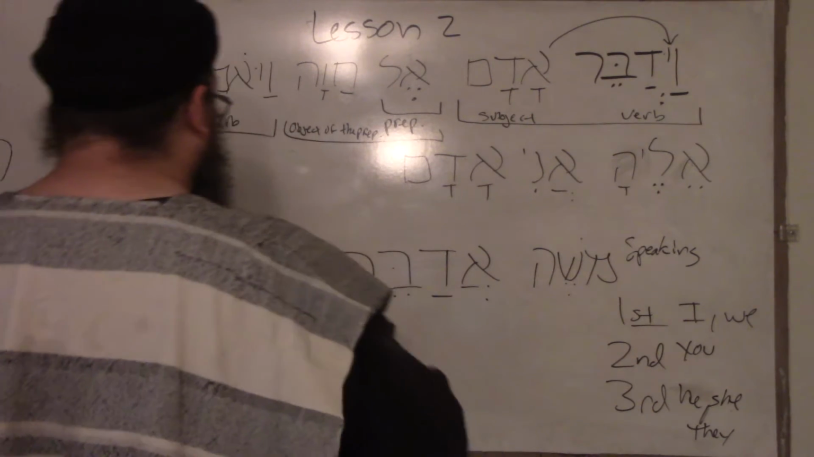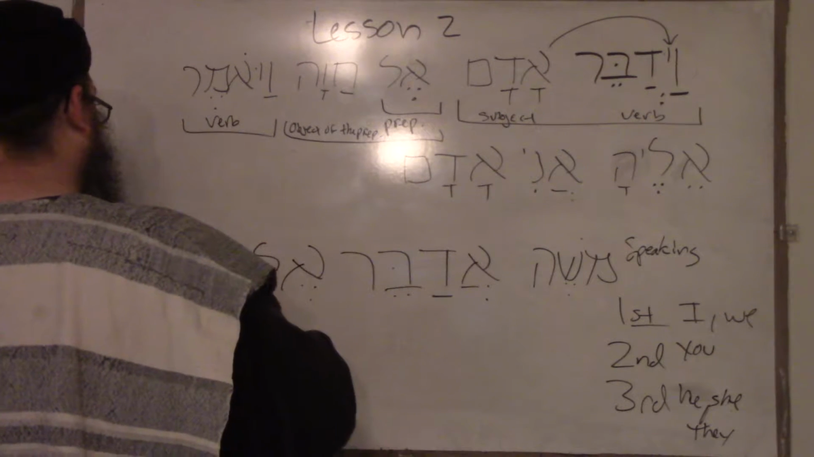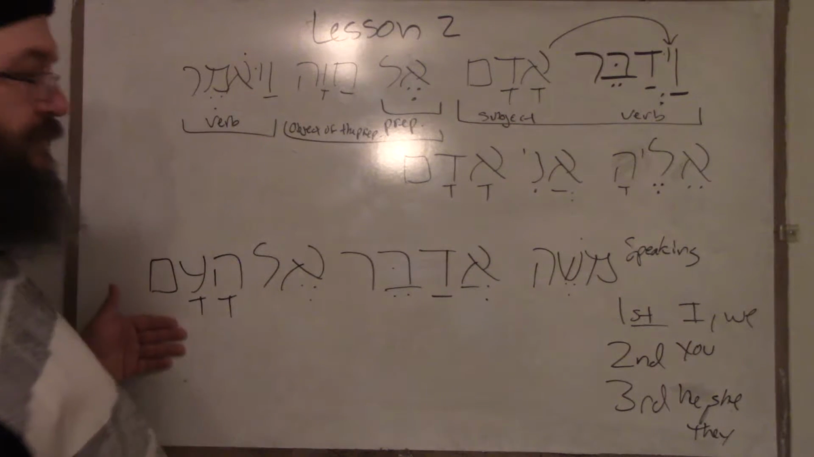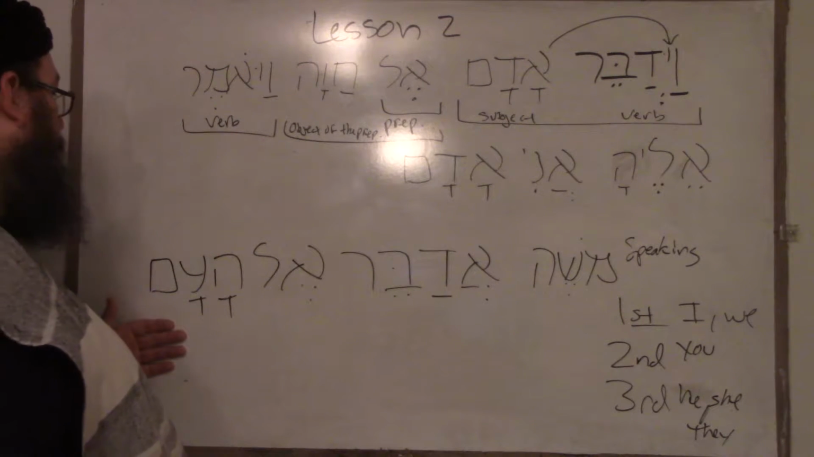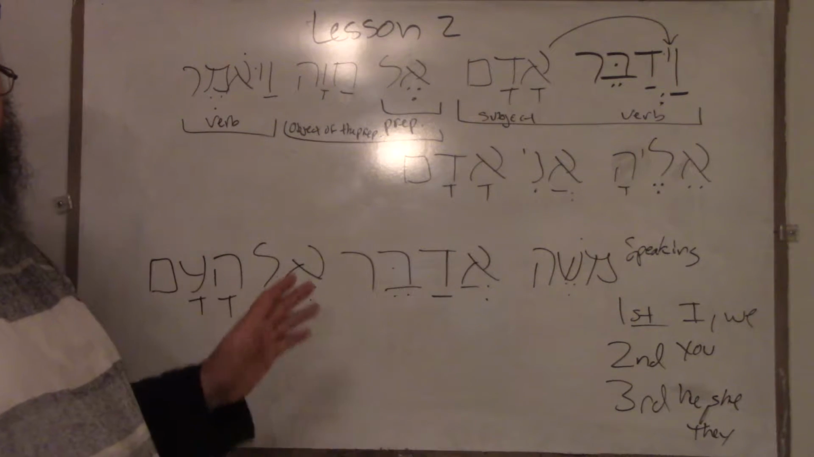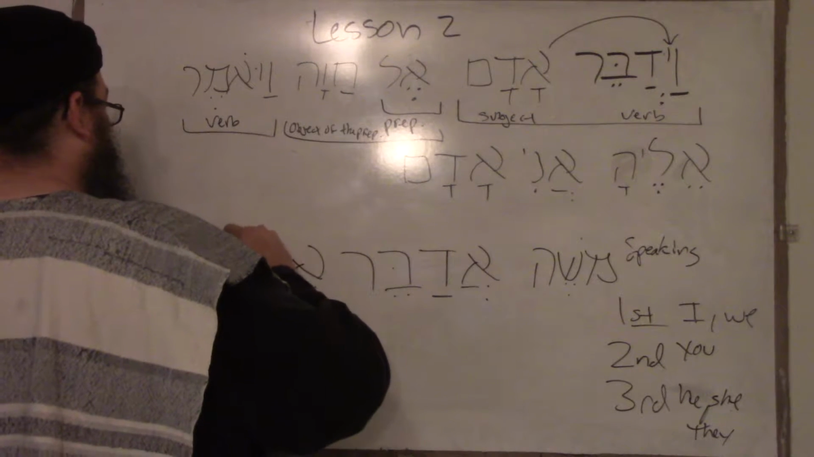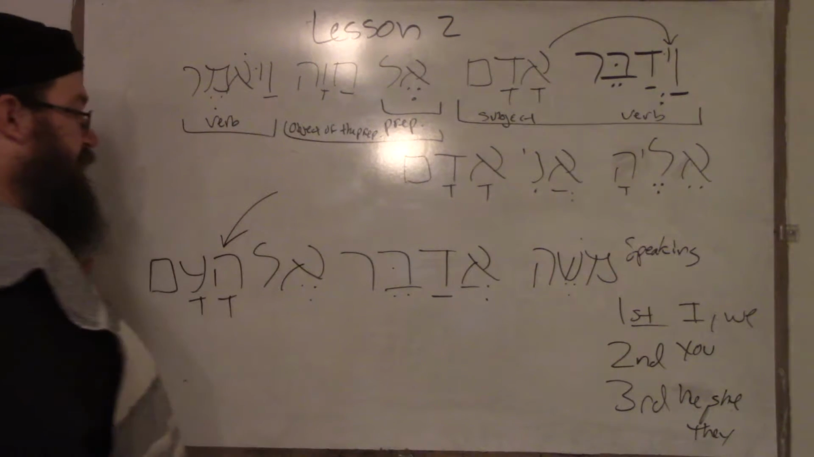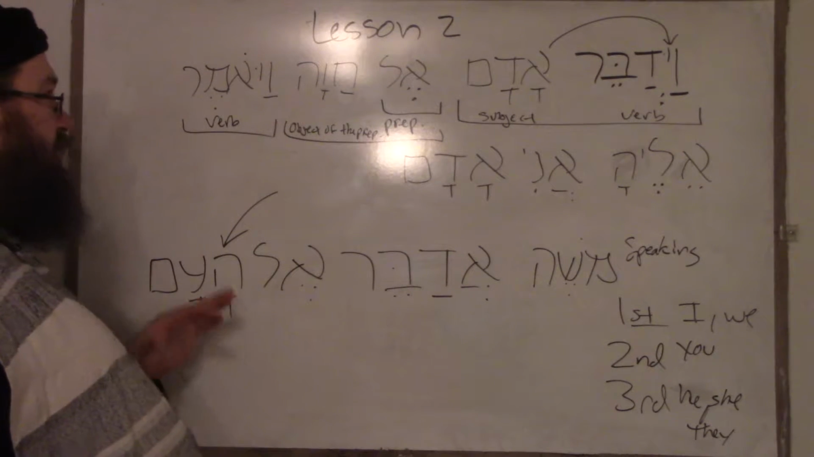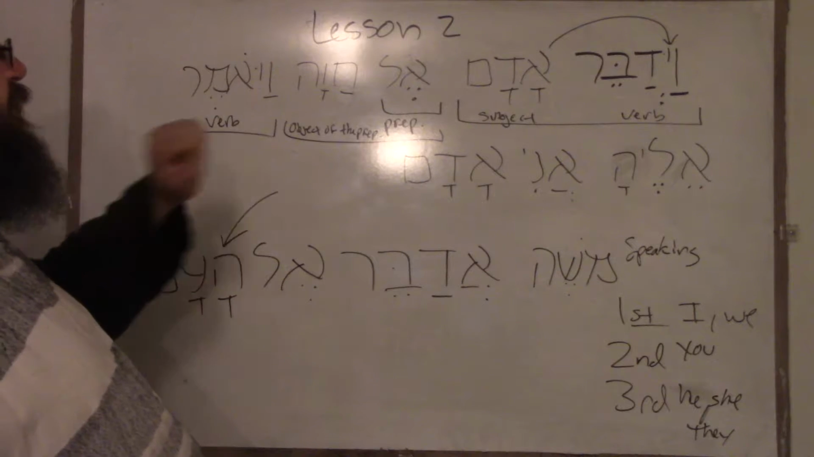I will speak el ha'am, to the people. Okay? And when we talked about this some before in other videos, but in this one we're going to focus on the fact that we have basically three ways to deal with prepositions and the object of the preposition.